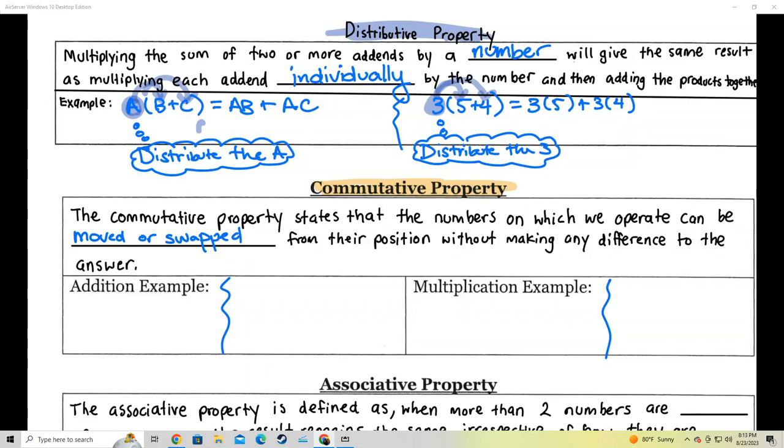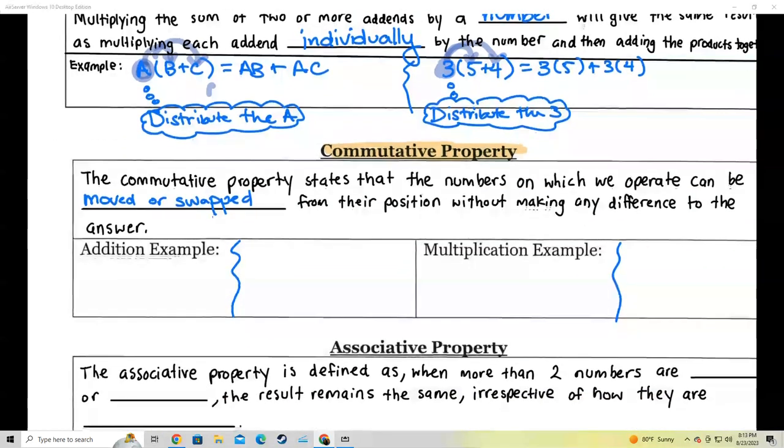For commutative property, the general example is going to look like this. We're going to say A plus B. And again, commutative property says I can swap the two things and it's not going to change the answer. So A plus B must be the exact same thing as B plus A. All we did was change the order of the numbers.